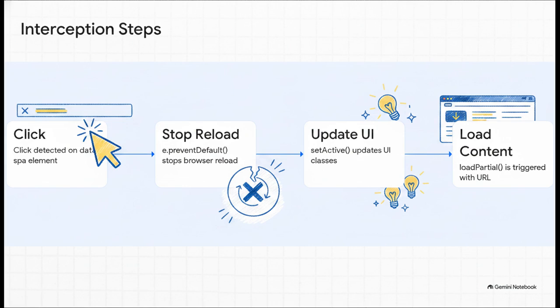And here's the exact chronological sequence of what it does when a click happens. First, it detects the click specifically on that data-spa element. Second, it fires off e.preventDefault. Third, it runs a function called ActiveSet. And finally, it triggers loadPartial. Let's break these down because all of this happens in literally milliseconds.